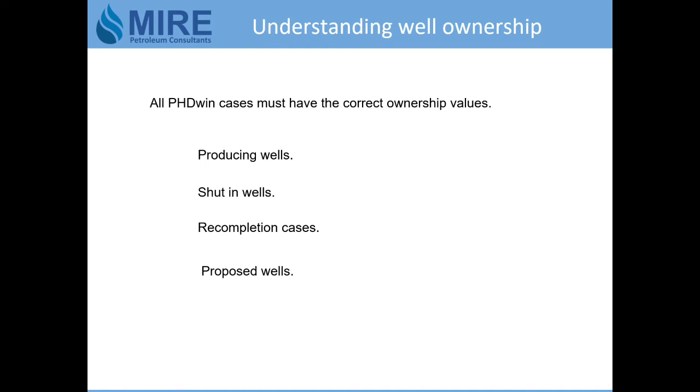All right, so just to reiterate, all PHDWin cases have to have ownership data. Producing wells, shut-in wells, because shut-in wells could have P&A liability that you have to model in. Recompletion cases, proposed drilling, all of them have to have ownership. And it has to be the ownership that you're evaluating. Are you evaluating for your client or another client or a different company that owns different shares of the wells?